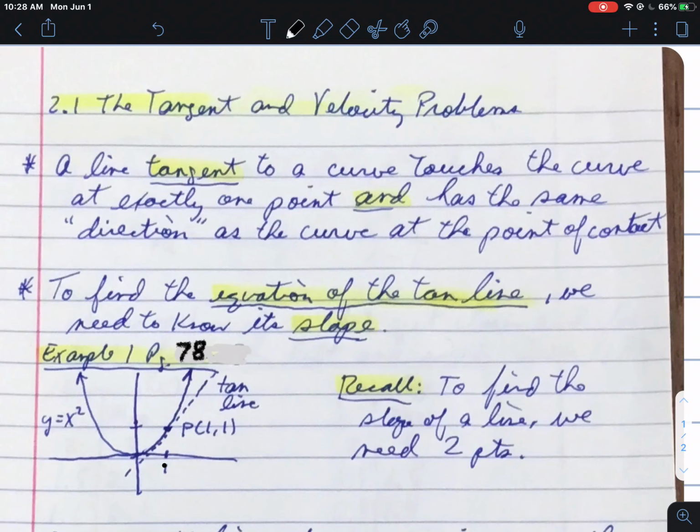Section 2.1, the tangent and velocity problems. Now, this section is going to lay a lot of the groundwork for a lot of our discussions going forward. The question is, what the heck is calculus all about? What's the big deal with calculus?